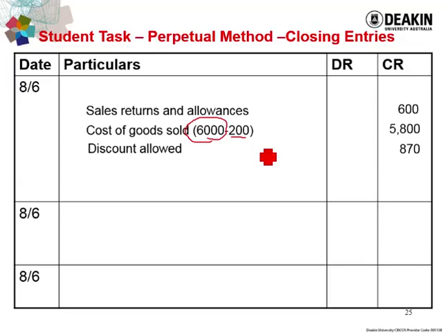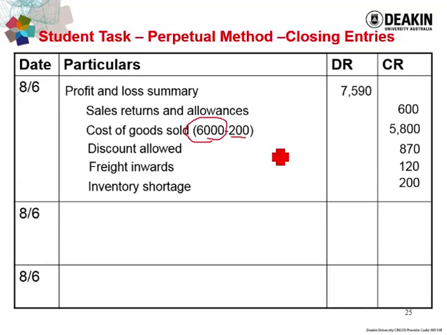We credit discount allowed $870. We credit freight inwards $120. We credit inventory shortage expense or inventory loss $200, and then debit P&L summary 7590. Then we close the income accounts with a debit entry.